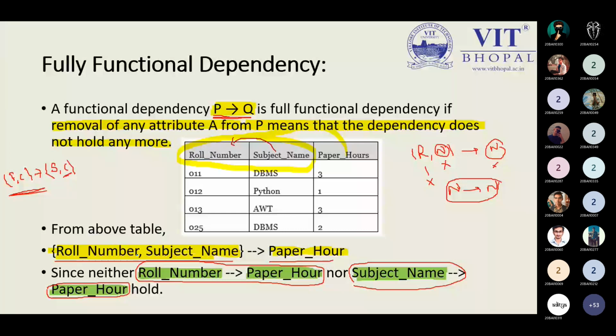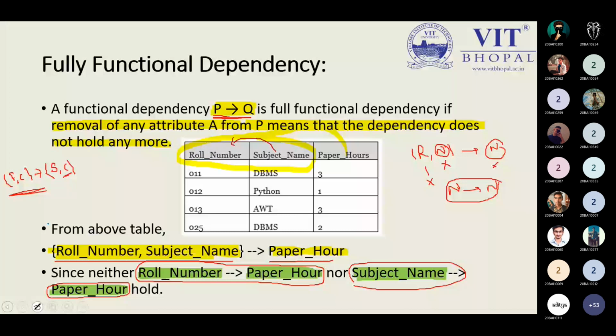So here we have to keep in mind the given relation. Here, roll number and subject name are determinants of paper hours. It means paper hours depend on the student's subject name and the student's roll number. That is the only meaning. So that is fully functional dependency. Now it is clear, right? Yes, sir. Does anyone need to ask any question here? No, sir. Okay.